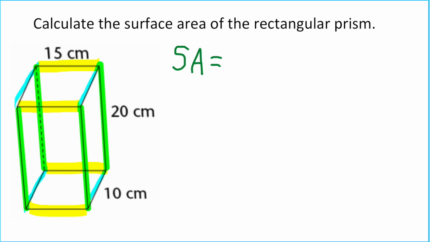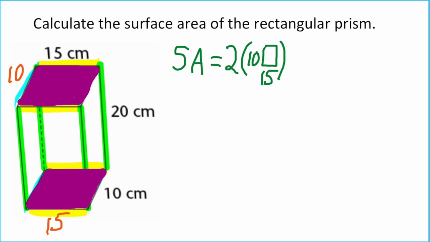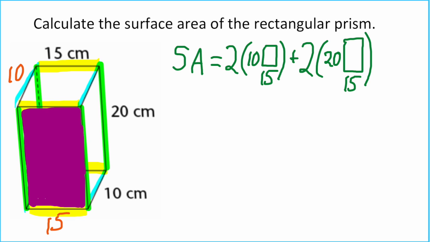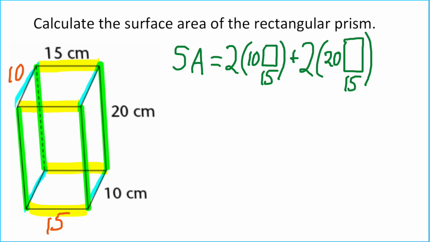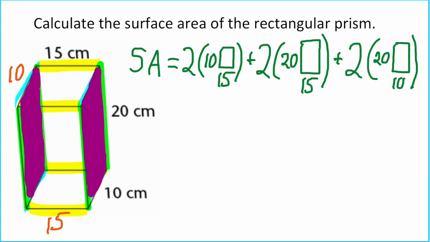Let's start with the top and bottom that you can see highlighted in purple there. And let's add some missing measurements. So you can see the top is 10 by 15, and so is the bottom. And the way we want to write this is by actually showing that there's 2 of them and drawing a little miniature diagram of that rectangle, and labeling it with the numbers we need to find its area. If we look at the back and the front, those are going to be 20 by 15, and there's 2 of them. Next up, we have the left and the right. Those are going to be 20 by 10.